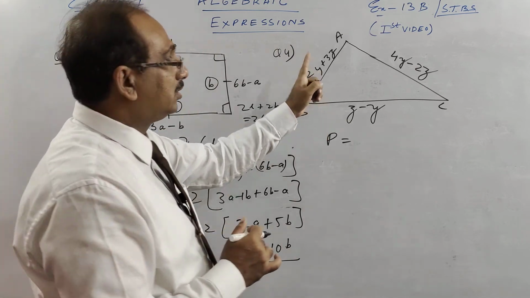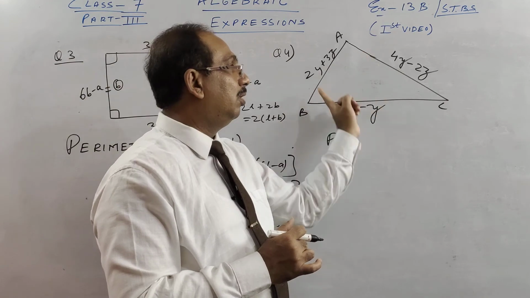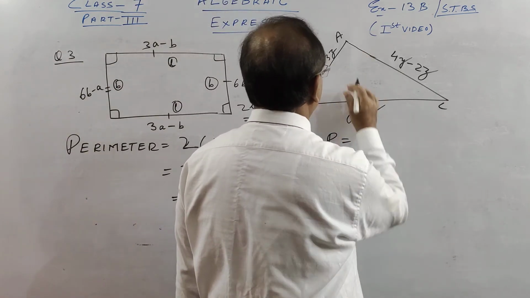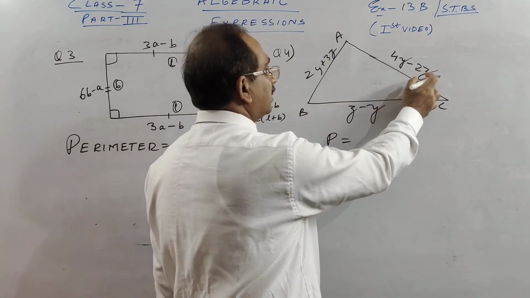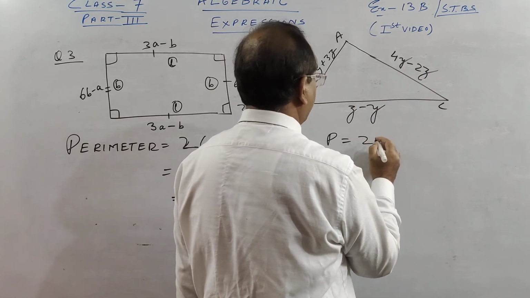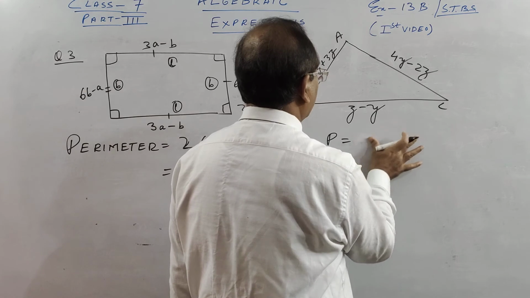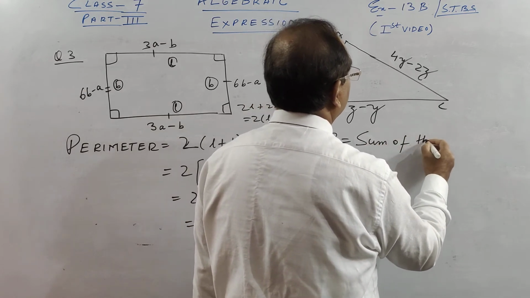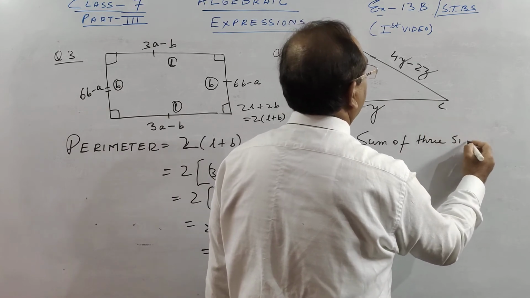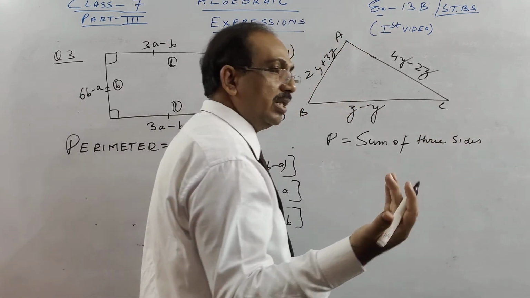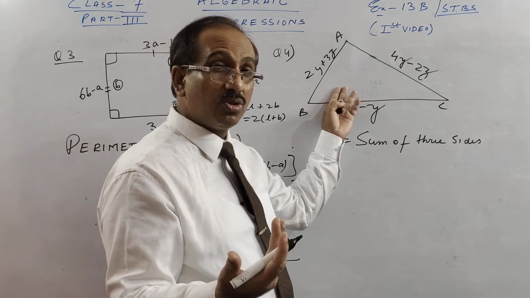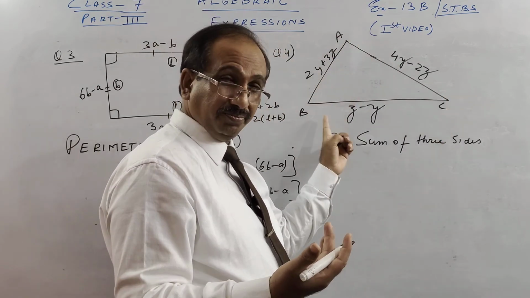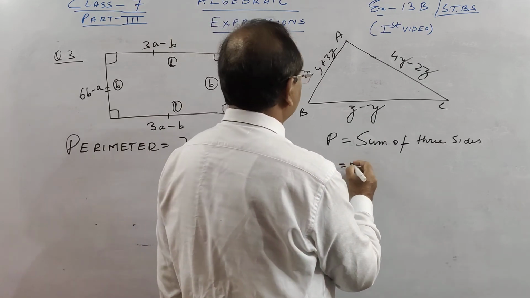But here, children, in a triangle, all 3 sides are different. So what do we do? We add them. Let the vertices be A, B and C. So the perimeter, in words, is the sum of 3 sides. Perimeter is different from area, children. Area is the space occupied. Perimeter is the length of the edge or the boundary. So, sum of 3 sides.